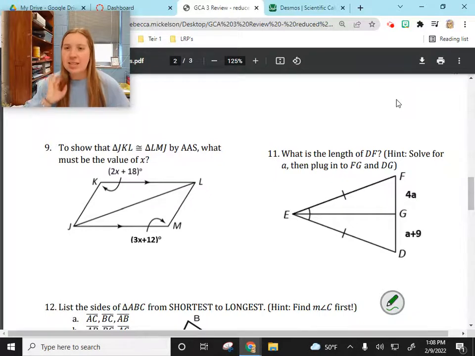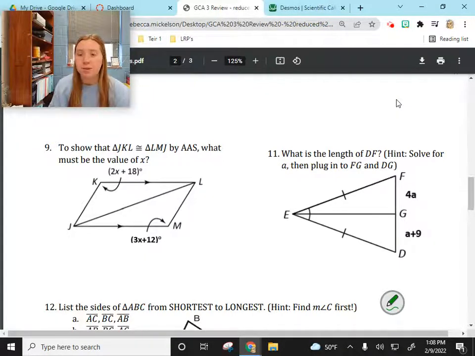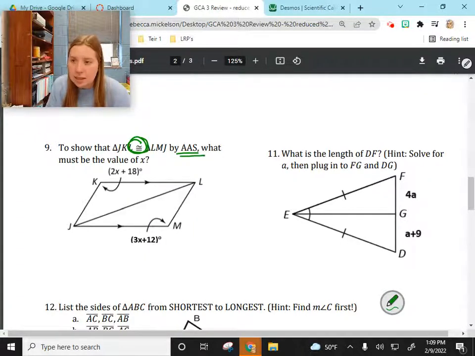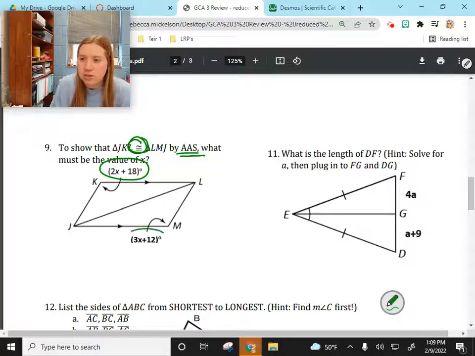Question number 9 says to show that JKL is congruent to LMJ by angle side, what must be the value of X? Well, congruent means that all of those pieces inside this theorem right here are congruent to each other, which means my two angles have to be congruent. And what does it mean to be congruent again? It means they have to be equal to each other. So I'm going to take my two expressions and I'm going to set them equal to each other. 2x plus 18 equals 3x plus 12.